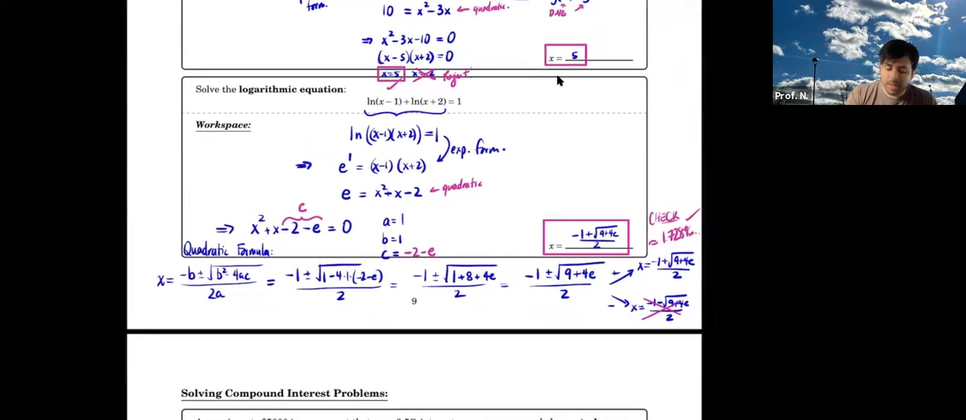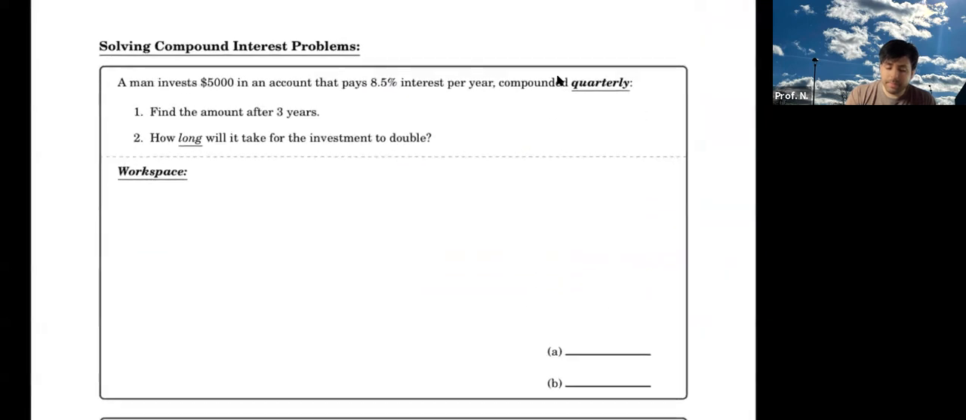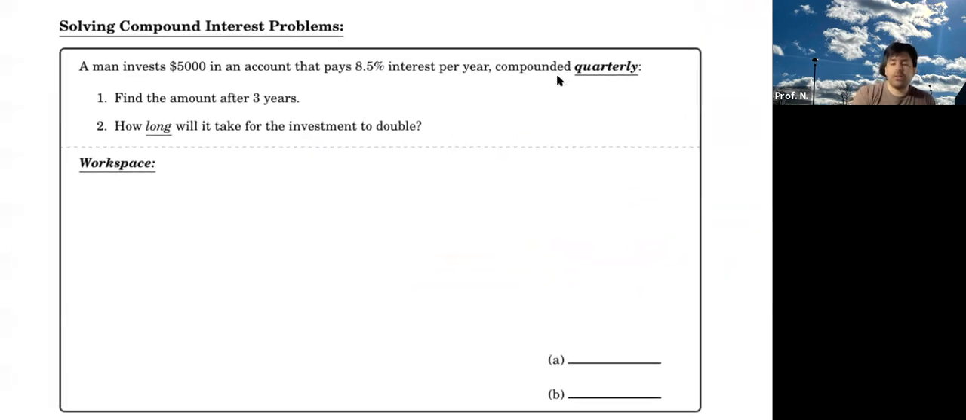All right, so we got 5 more minutes, and I think we should be able to do at least one of these. Okay, so we're going back to the applications of exponential functions. And remember, I told you we're going to go back to this compound interest problem. Part 1 here: find the amount after 3 years. We know that the man invests 5,000. The interest rate is 8.5%, and it's compounded quarterly. So n equals 4, r equals 0.085, and p equals 5,000, right?